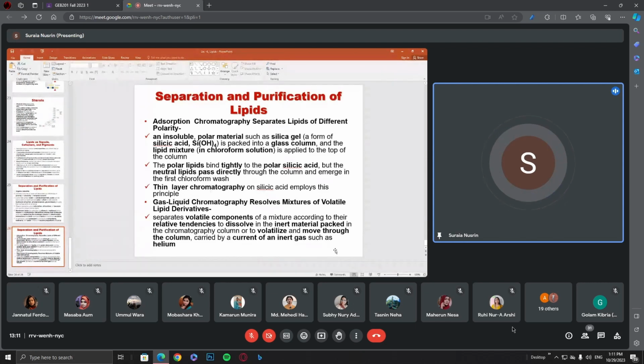So your column is made up of helium, and you are passing your volatile lipid derivatives through the column. The lipid which is more volatile in nature will come out through the column at the very beginning, and in this way they will be separated from each other, and that is known as gas liquid chromatography. Is it clear?